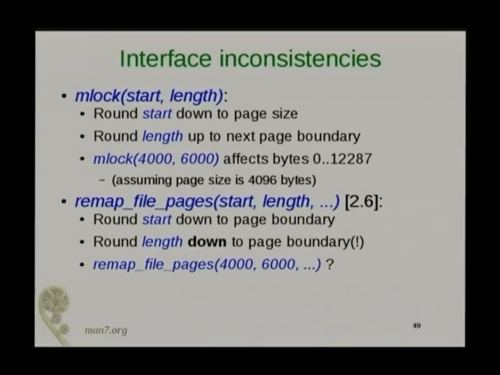Then, in 2.6, we had remap_file_pages. Same arguments, start and length. Round start down to the page boundary. Good. Round length down to the page boundary. When you say remap_file_pages(4000, 6000), what do you get? Actually, it's even worse.